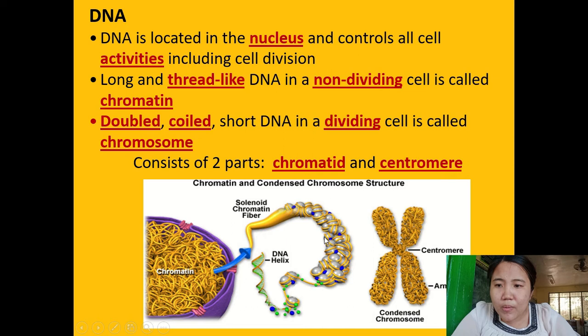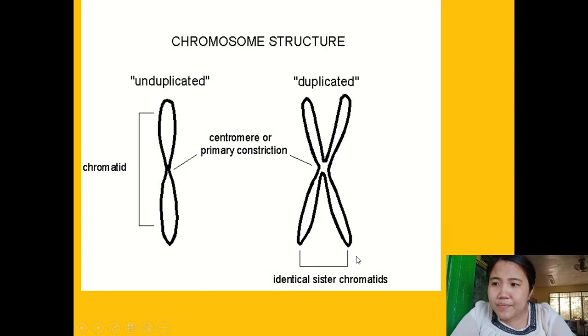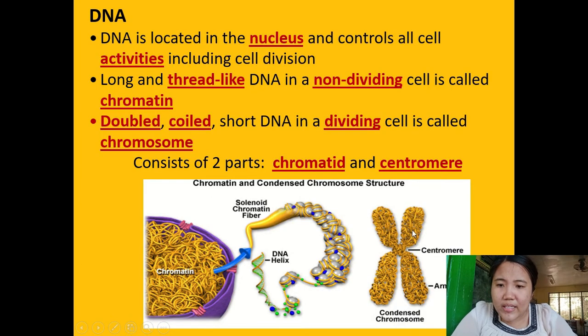And this chromosome, when they are coiled to one another, this is what it looks like. This is a chromosome. It consists of chromatids and a centromere. This part is the chromatid, and this one is the centromere, which is the attachment of the chromatids.